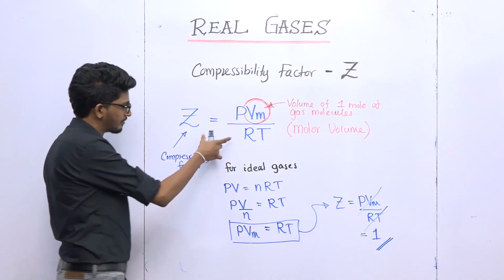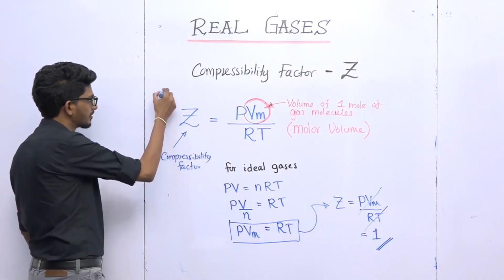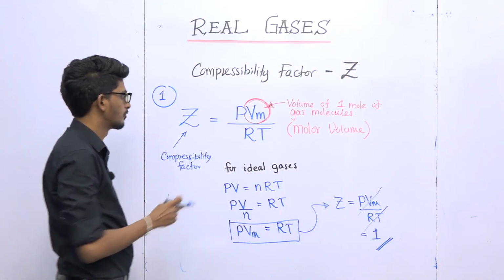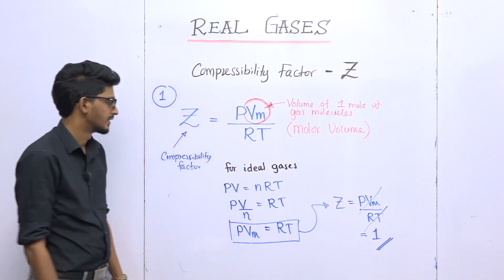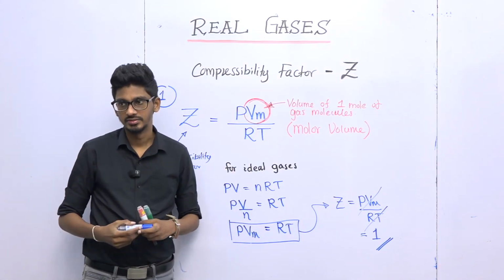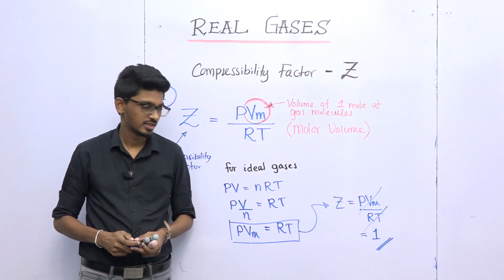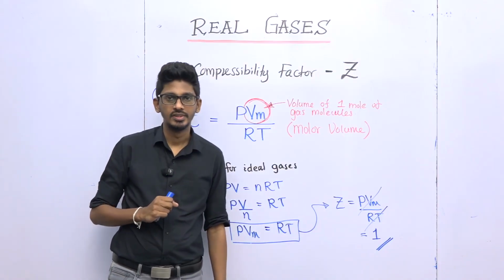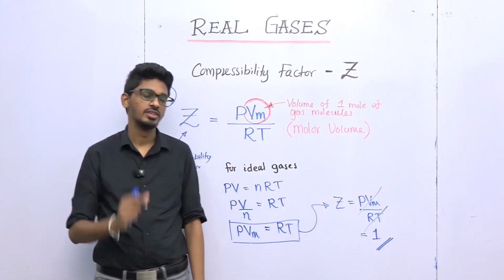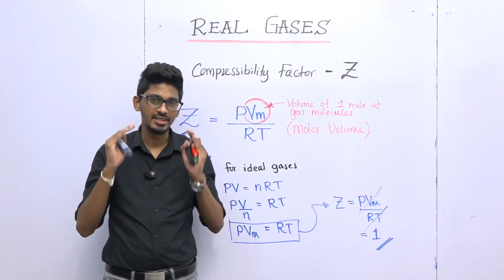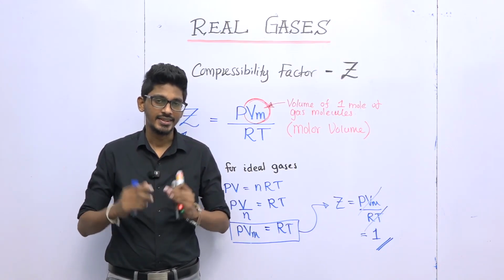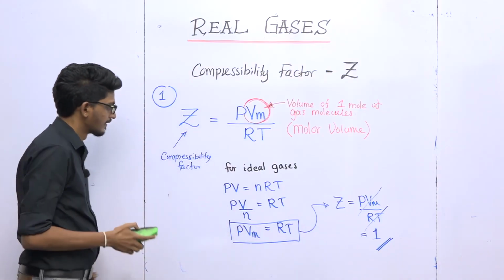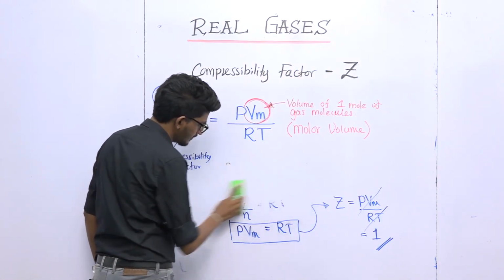So this is the first definition, right? The ratio of PVm over RT is the compressibility factor for any considering gas. In your resource book, another definition is given. Let's discuss that second definition of compressibility factor. Second definition. Right? See, what is that? It's like this now.